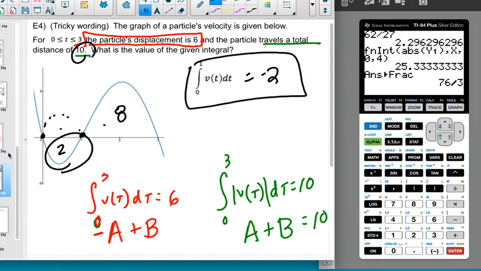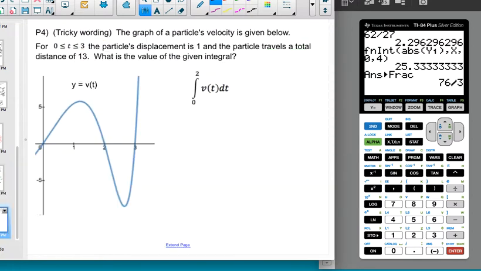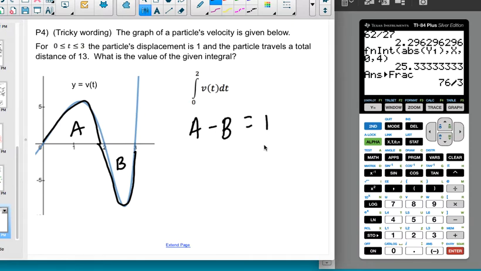Again, that's a tricky way to think about it, but this is the kind of thing an AP might ask on a multiple choice, because it's requiring comprehension without a whole lot of math. So the particle's displacement from 0 to 3 is 1, meaning if I add area A, and then let's call this area B, what that's saying is A minus B gives me a 1. But the particle's total distance is 13, meaning A and then a positive version of B, so A plus B would give me a 13.